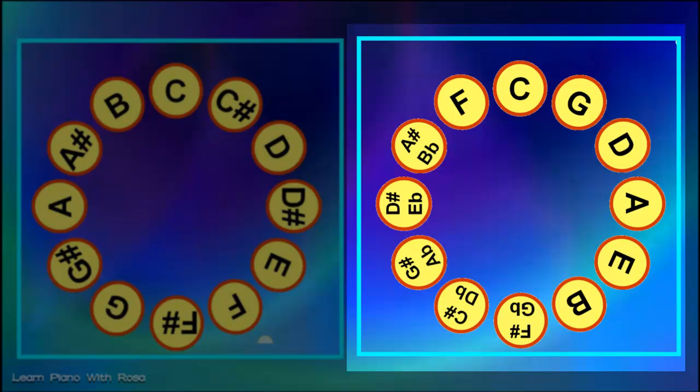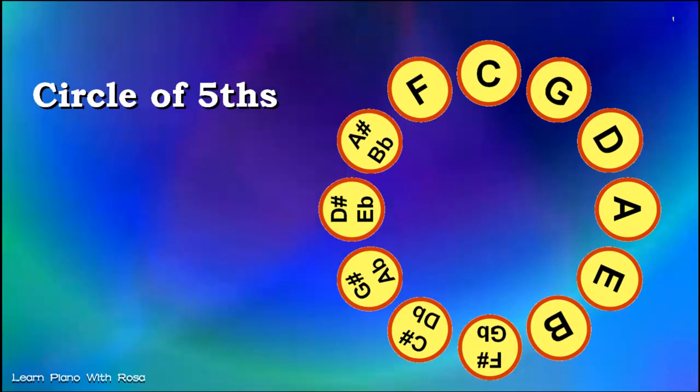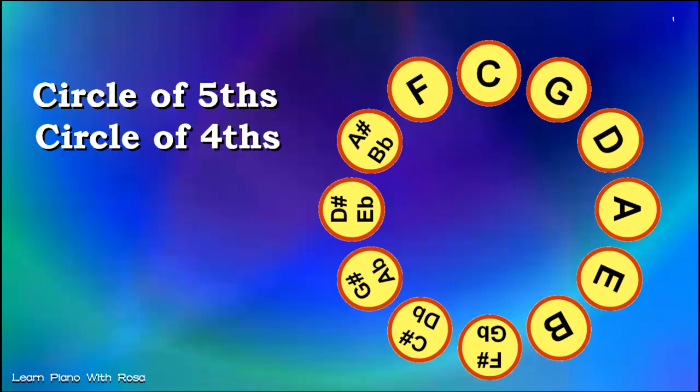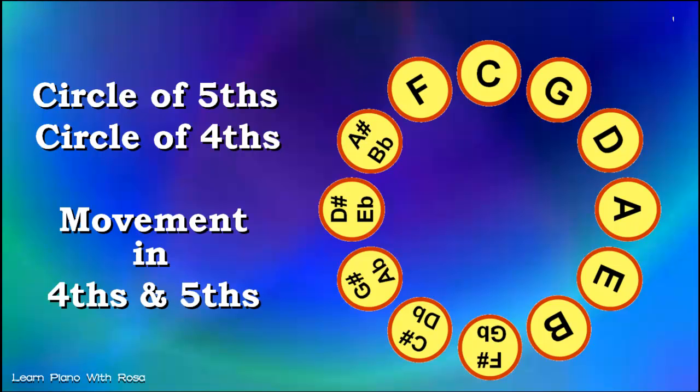You notice that there's a certain order in this circle, and this is a circle that will show you a lot of theory in one flash. Sometimes it is called the circle of fifths. Sometimes it is called the circle of fourths. They're the same circle. But why do they have different names? Because if you look at the circle, there's movement in fourths and in fifths. It depends on whether you move clockwise or anti-clockwise.